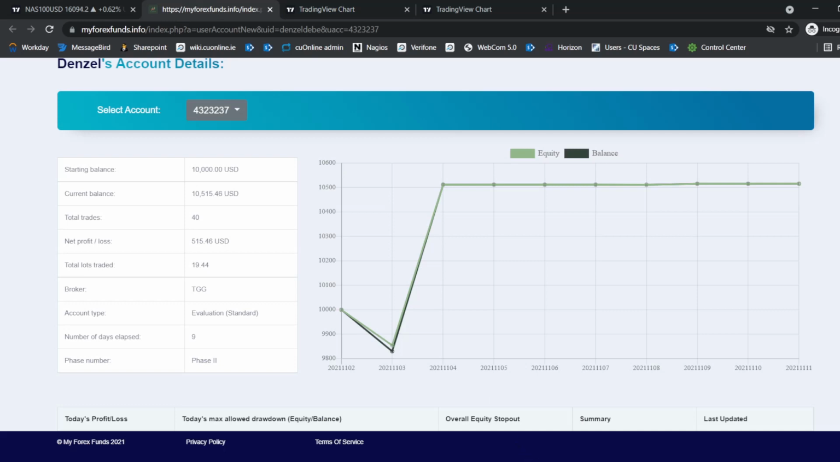So we're going to trade the live account. Might do a withdrawal video, I might not. And yeah, so there we go. MyForexFunds 10k challenge has been done, my people.